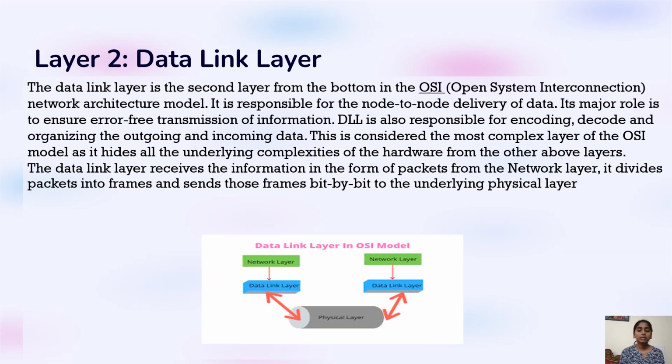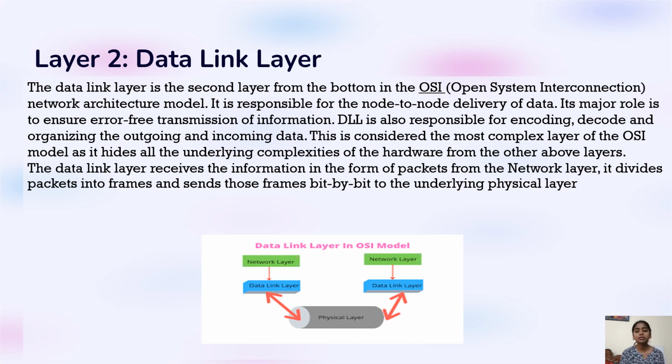The second layer is the data link layer. The data link layer is the second layer from the bottom in the OSI network architecture model. It is responsible for the node-to-node delivery of data. Its major role is to ensure error-free transmission of information. DLL is also responsible for encoding, decoding, and organizing the outgoing and incoming data.